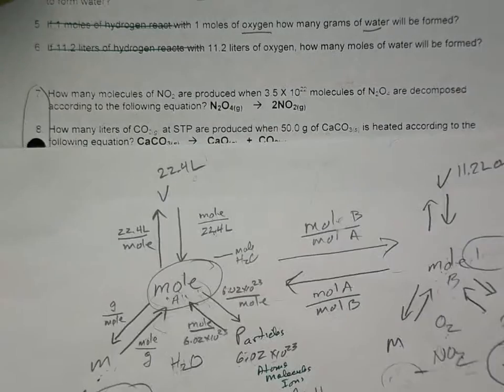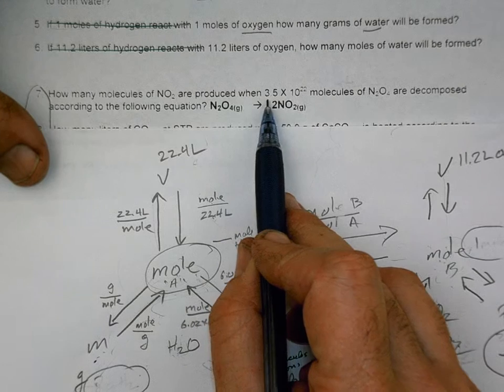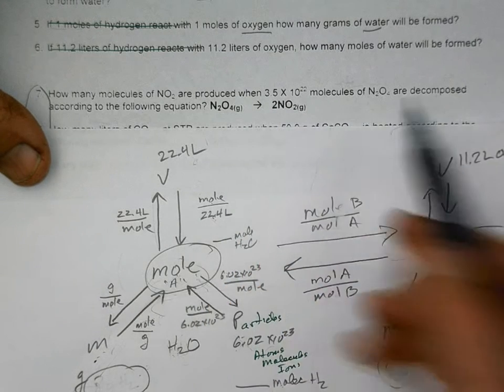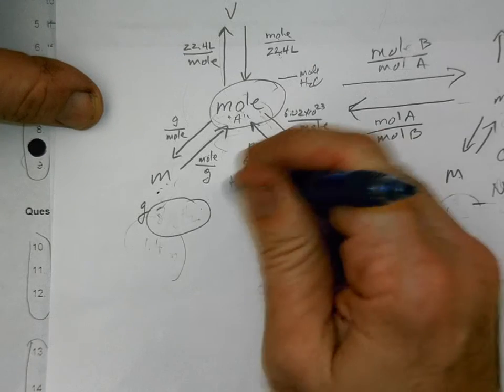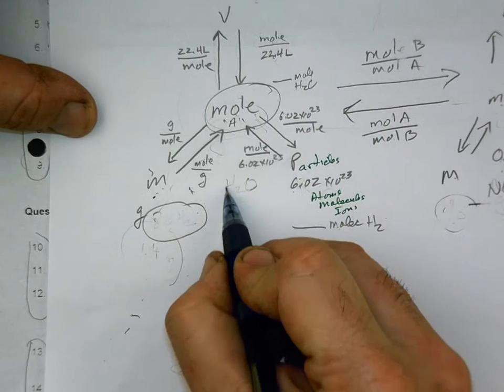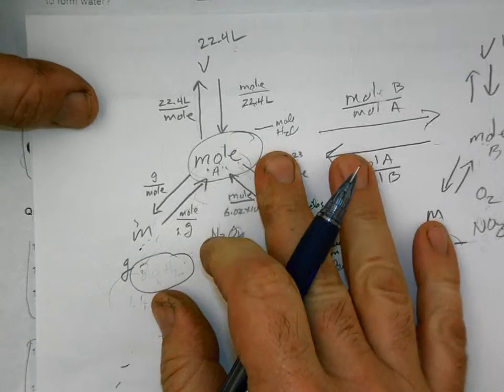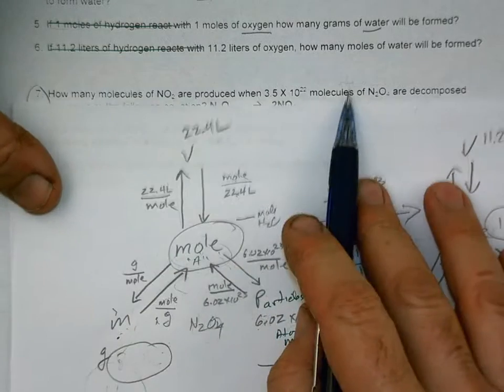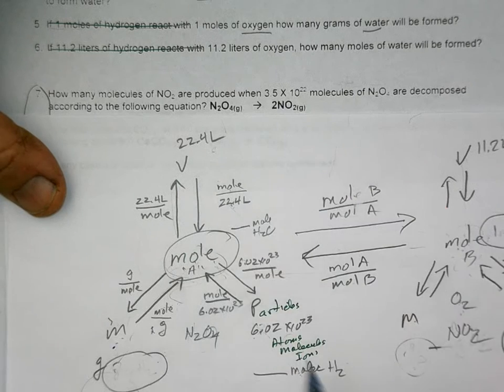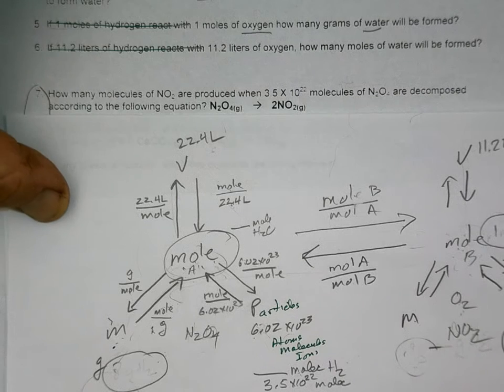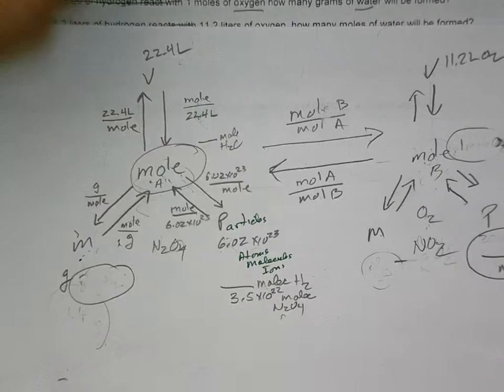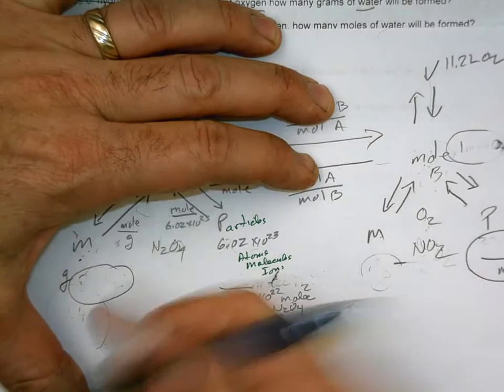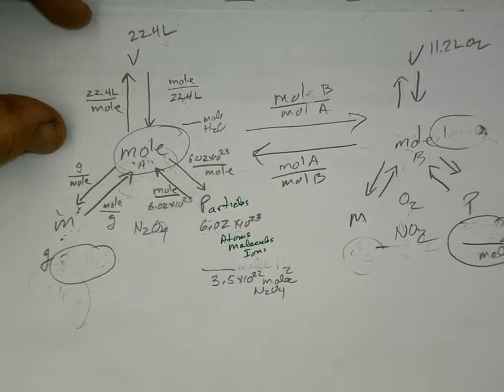And in this problem, let's see what's given in number 7. It tells us when we have 3.5 times 10 to the 22 molecules of N2O4. So on this problem over here, I'm going to say that molecules A are N2O4. And we're starting with 3.5 times 10 to the 22 molecules. And that's of N2O4. Can you see that on the screen okay? Yeah. So in this problem, we're starting here.